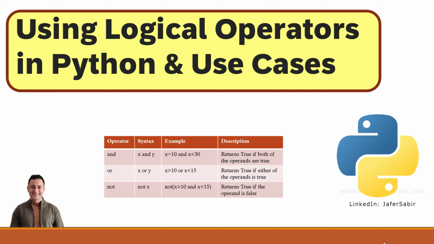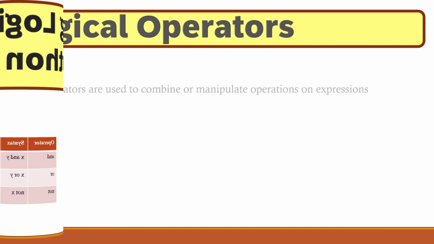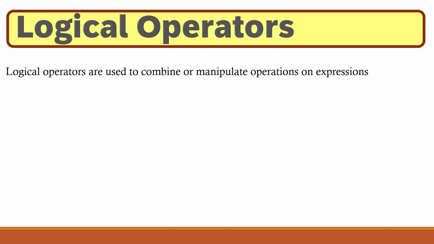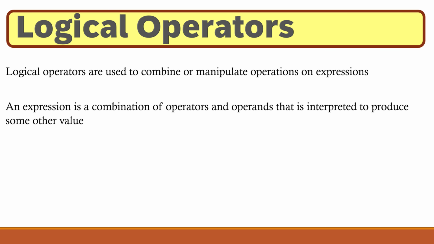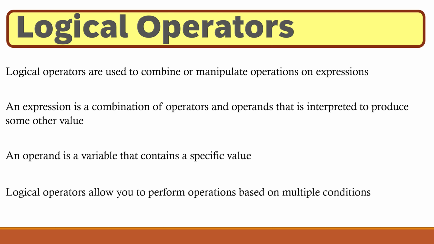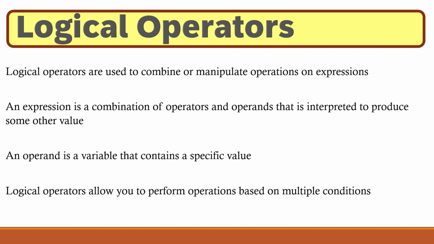In this video, we'll have a look at using logical operators in Python, and we will have a look at some use cases as well, how the logical operators are used in Python. Logical operators are used to combine or manipulate operations on expressions. An expression is a combination of operators and operands that is interpreted to produce some other value. An operand is a variable that contains a specific value that allows you to perform operations based on multiple conditions.